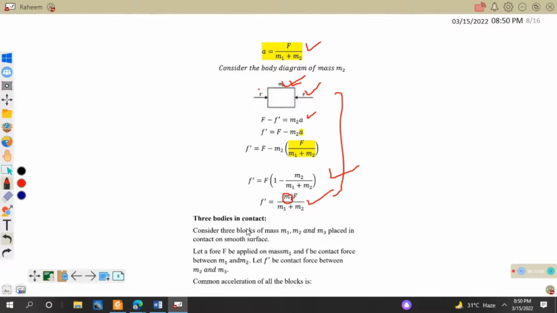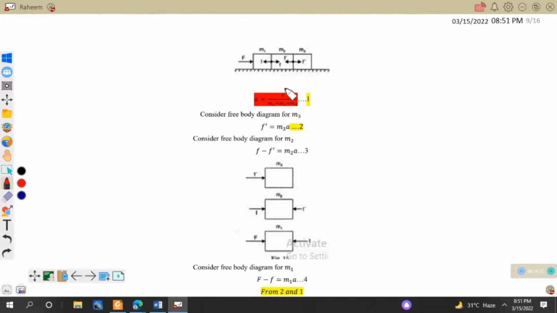When three bodies are in contact, what will be the contact force? Consider three blocks of mass m1, m2, m3 placed on a smooth surface. Let a force F be applied on mass m1 and f be the contact force between m1 and m2. Let F prime be the contact force between m2 and m3. So common acceleration of all the blocks will be equal to F over m1 plus m2 plus m3. This is denoted by equation 1.